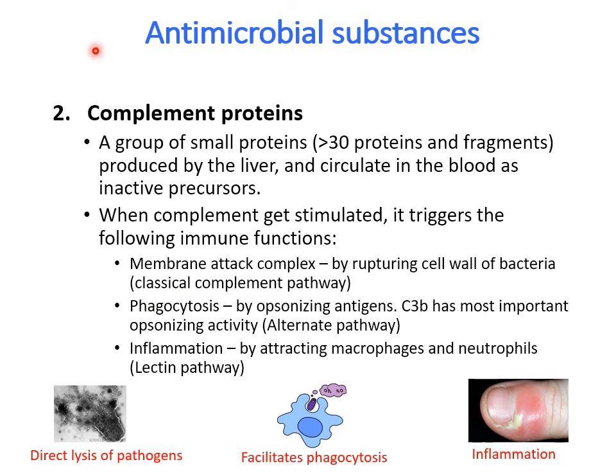Another type of antimicrobial substance is the complement proteins. Complement proteins are a group of small proteins produced by the liver and circulate in the blood as inactive precursors. When complement gets stimulated, it triggers the following immune responses. First, formation of the membrane attack complex, which causes the rupturing of the cell wall of bacteria. Second, enhanced phagocytosis by opsonization. C3b complement protein has the most important opsonizing activity. Third, it causes inflammation by attracting macrophages and neutrophils.